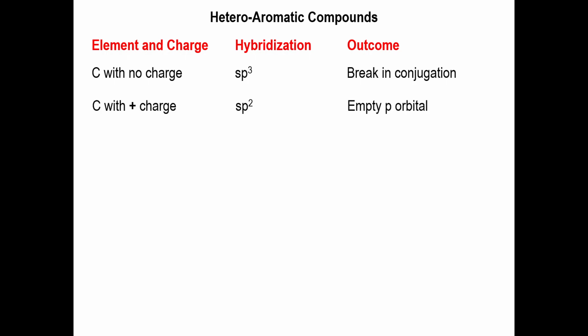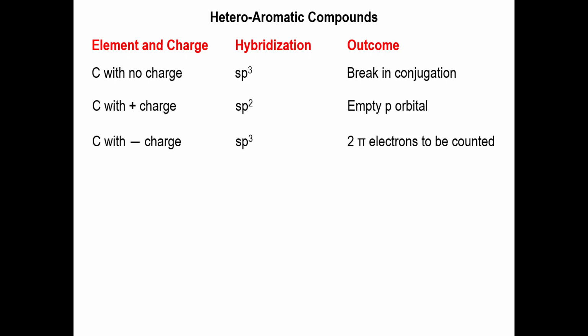Now, on the other hand, if that carbon that's by itself, not part of a double bond, happens to have a positive charge, then under that situation, that specific carbon will be considered sp2 because, technically speaking, as a carbocation, it will have an empty p orbital, and the p orbital can totally overlap with the rest of the p orbitals in the conjugated system. So that is actually something to be on the lookout for.